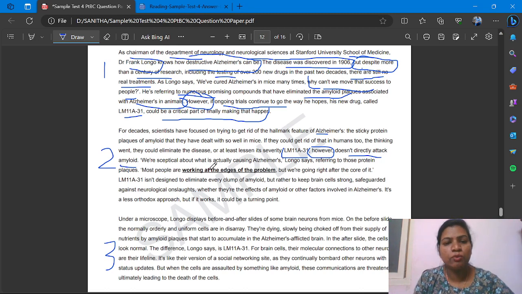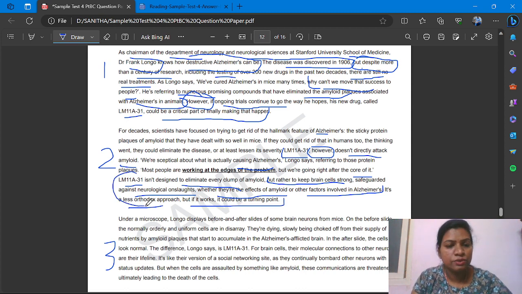We are skeptical about what is actually causing Alzheimer's, Longo says, referring to those protein plaques. Most people are working at the edge of the problem, but we are going right after the core of it. LM11A31 is not designed to eliminate every clump of amyloid, but rather to keep the brain strong, safeguarding against neurological onslaughts, whether they are the effect of amyloid or other factors involved in Alzheimer's. See, we are getting the answer. It is a less orthodox approach, but if it works, it could be a turning point. So here is the answer. Properly read your questions and find out the answers here.